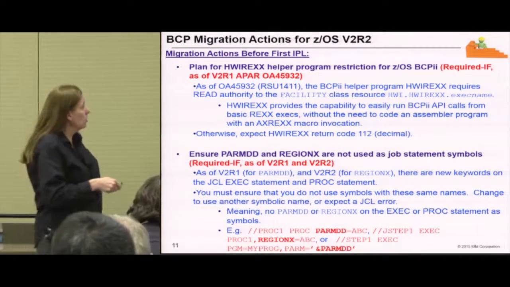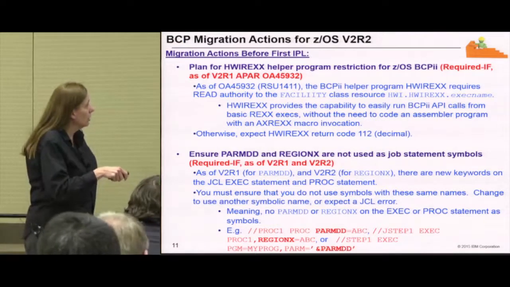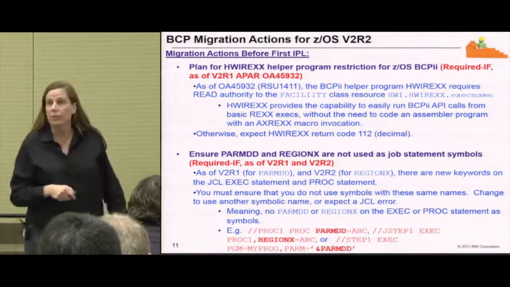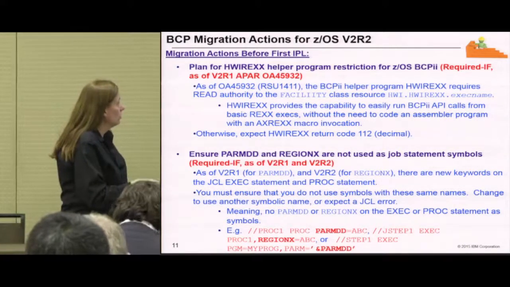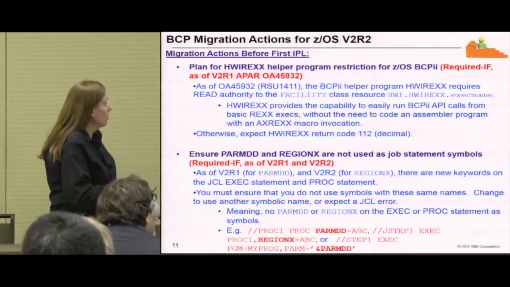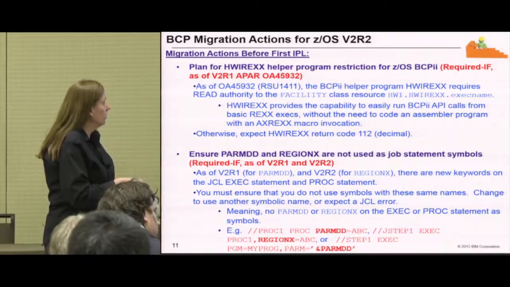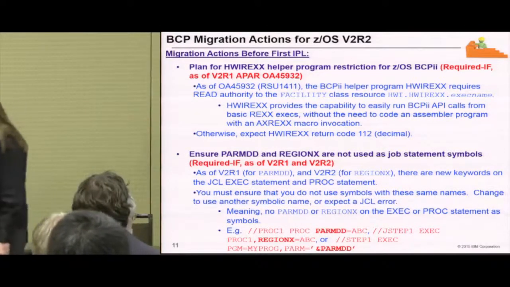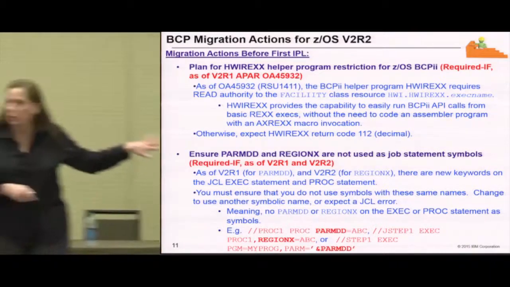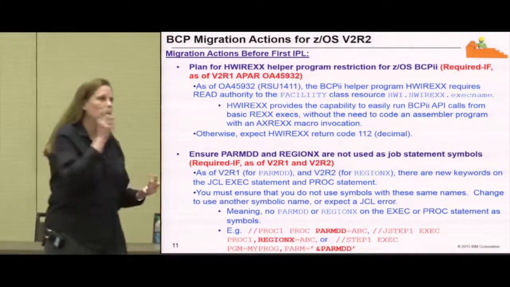So here are just some examples of offensive statements that will now receive JCL errors. You can see on a PROC, here's a PARMDD. Here's an EXEC PROC with a REGIONX specified for the parm, and an EXEC program. Here's a parm that also has a PARMDD as a symbol. You can't do things like that. So PARMDD, REGIONX.